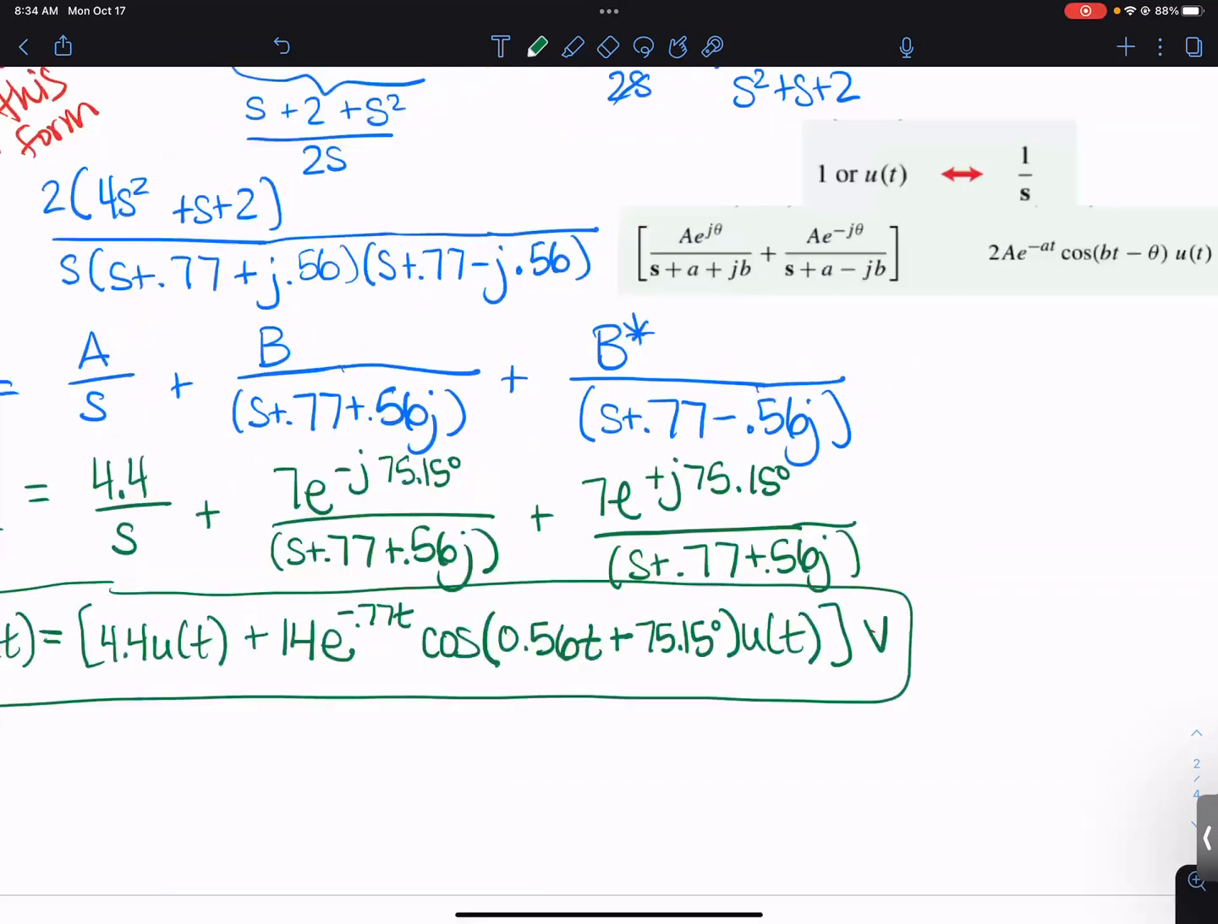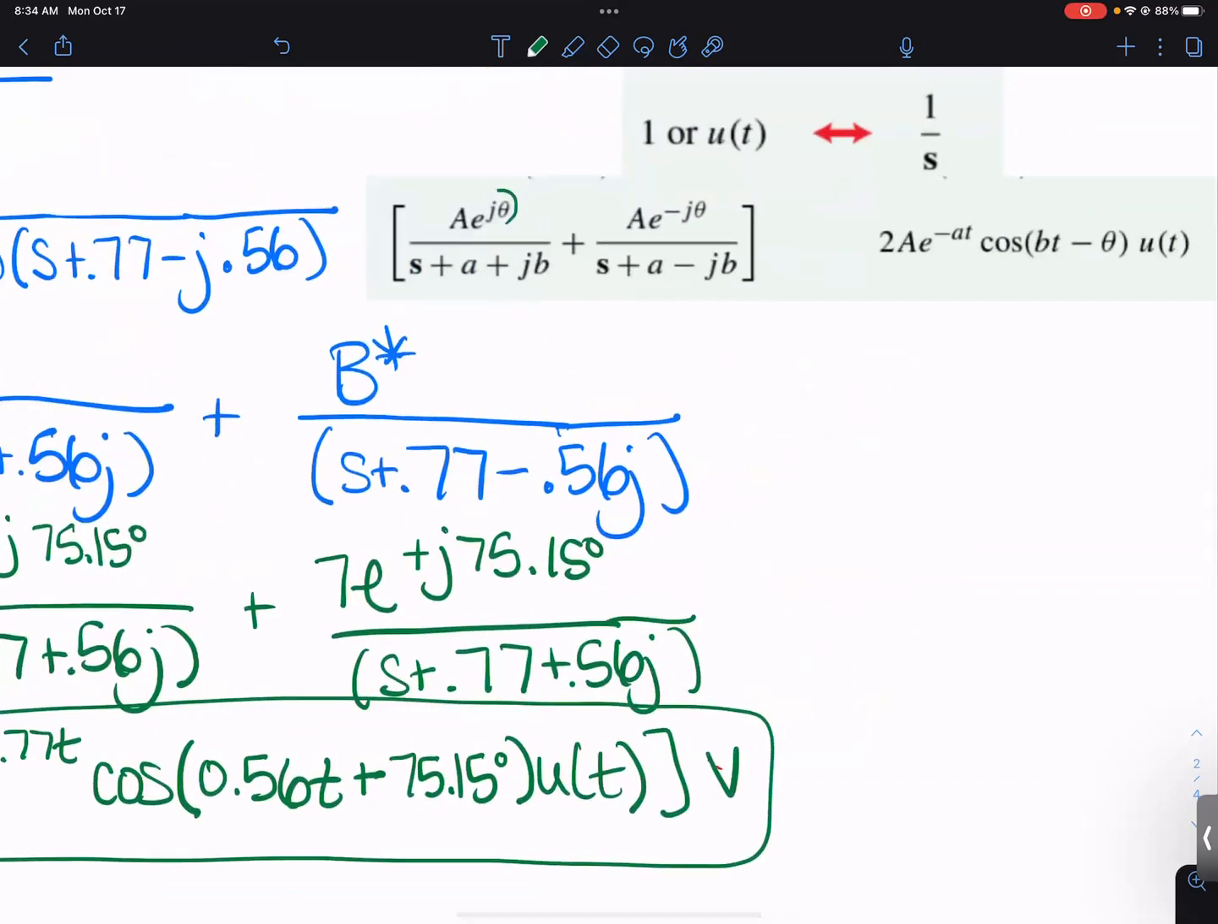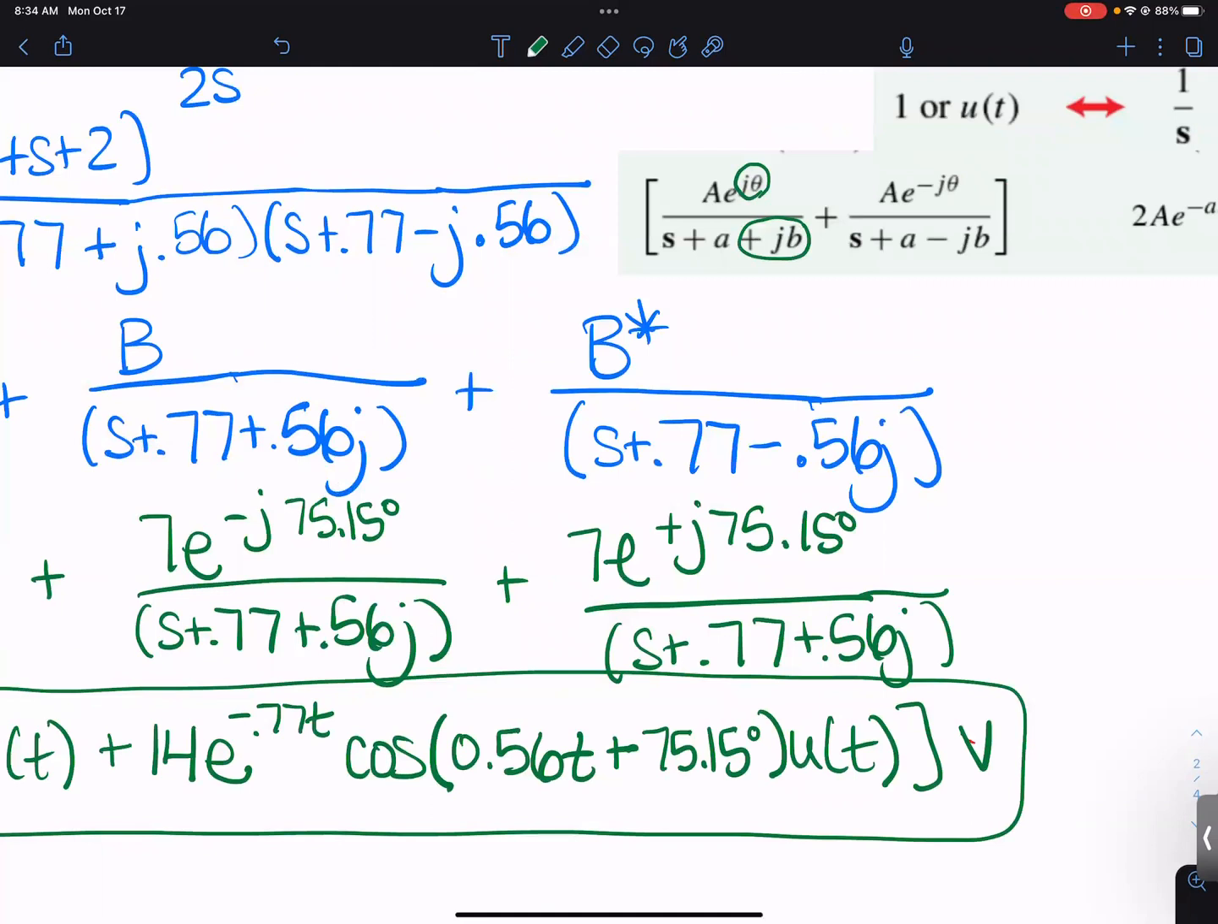So note here that this is a plus for when this is a plus. And in our case, when we have a plus, we have a negative. And so that theta will be a negative 75.15 degrees. So when you put it in there, the negative and the negative cancel to a positive. So you do have to look and see what matches up with the plus. Does that make sense? Yes.